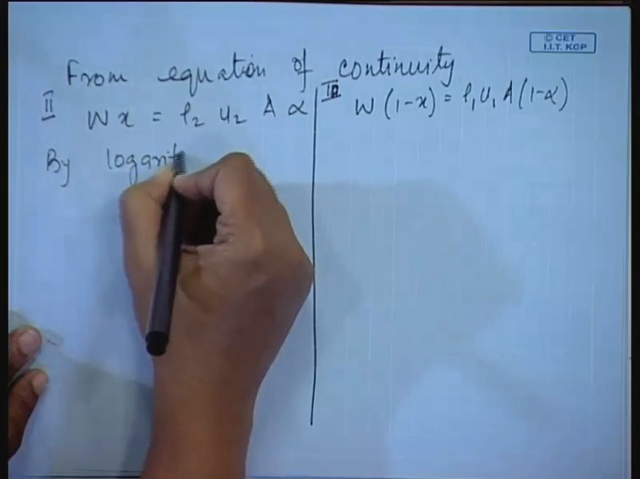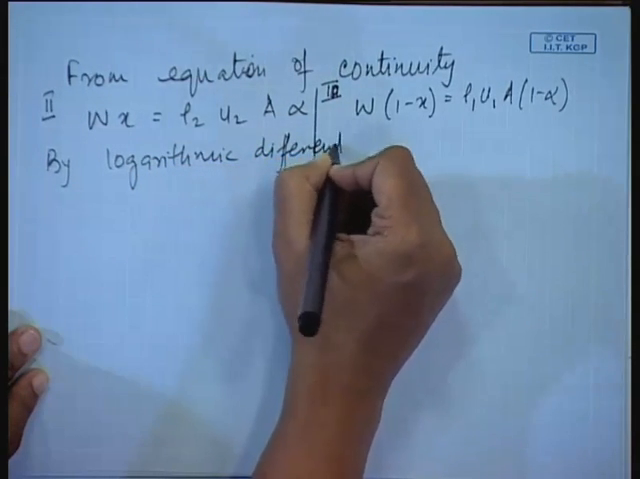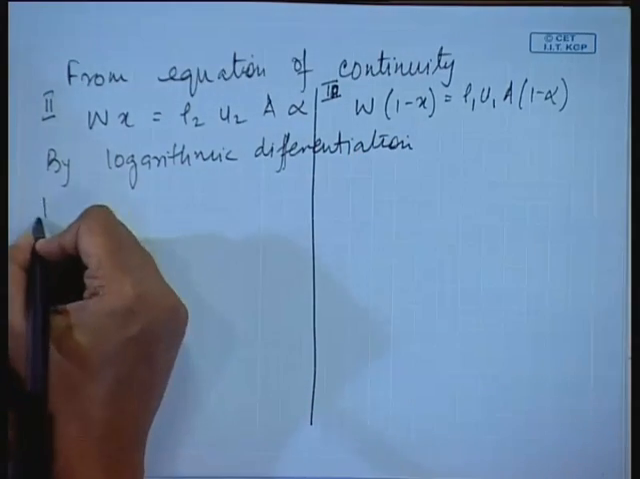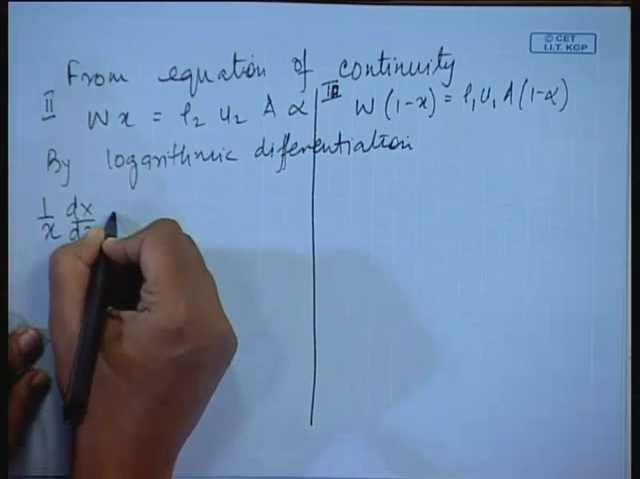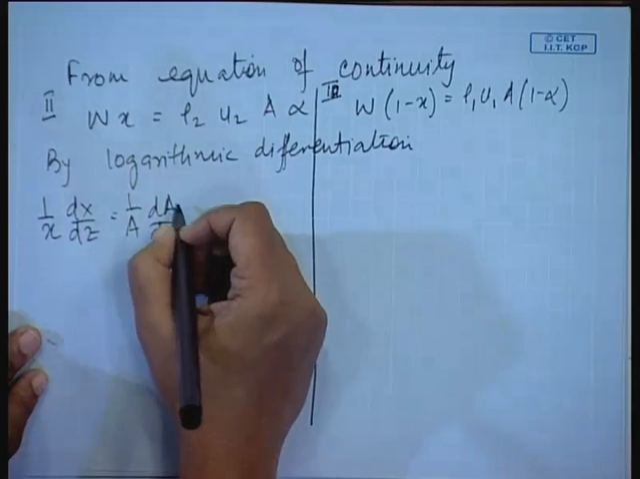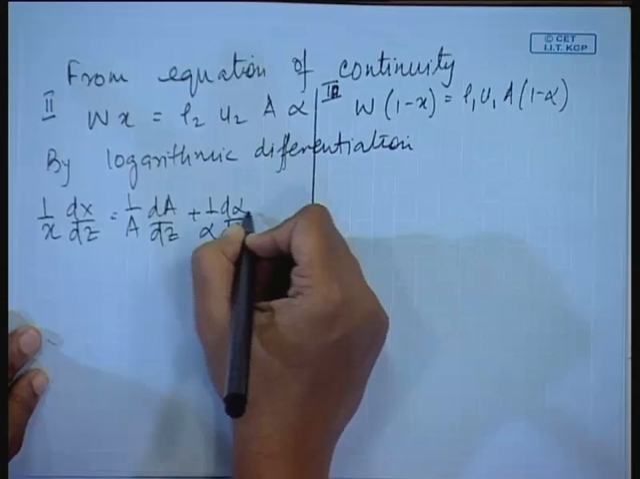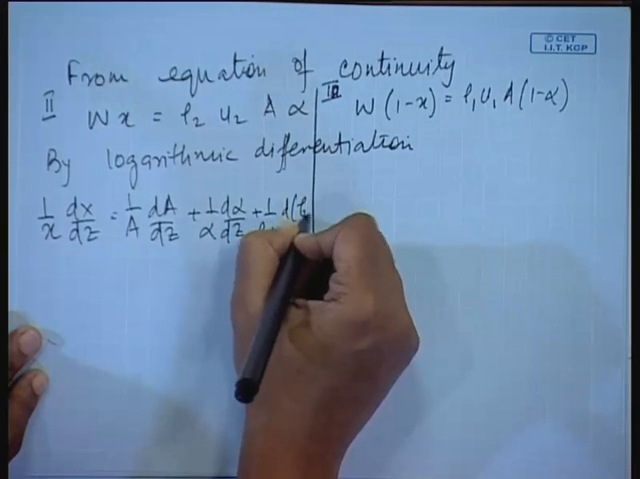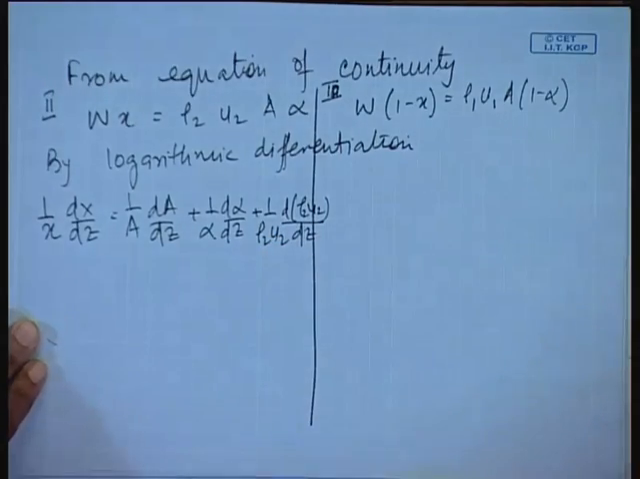Now, by logarithmic differentiation, which we have been doing quite a number of times, and you have also done it, I believe, in your other subjects as well. By logarithmic differentiation, what do we get for this particular case? We get 1 by x dx dz, 1 by A dA dz, plus 1 by rho 2 u 2 d of rho 2 u 2 dz. Why am I doing this? After I write down the expression, it will be clear to you. Can you understand what I want to do?